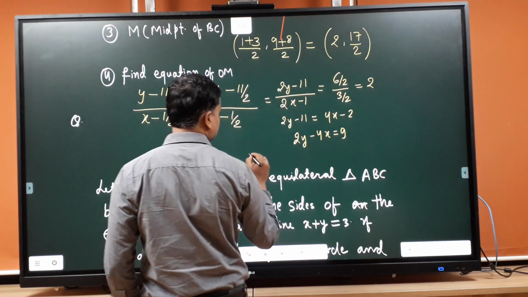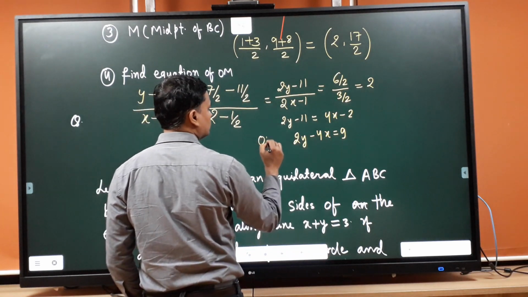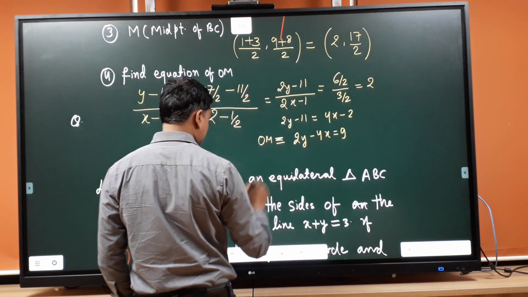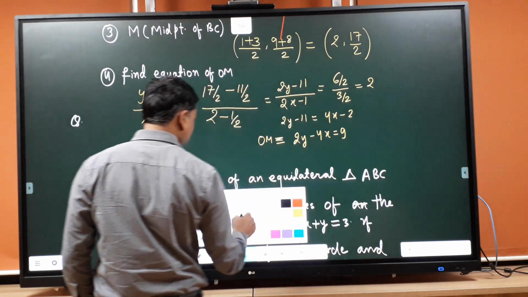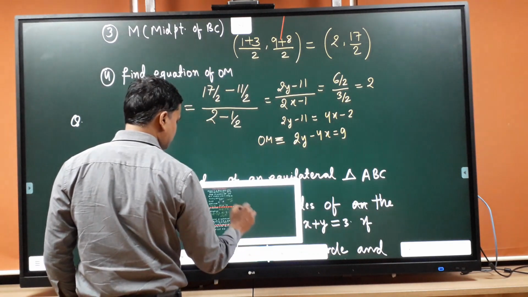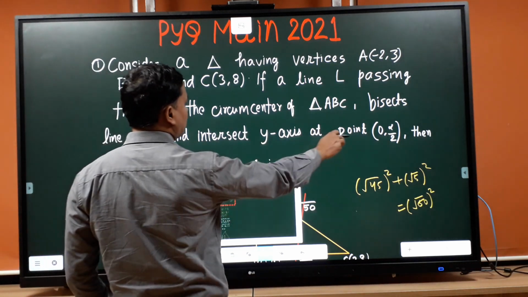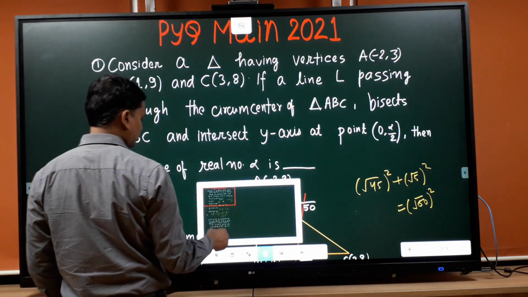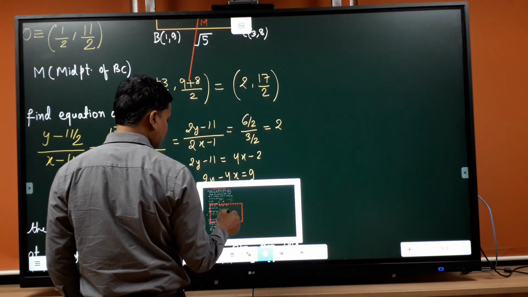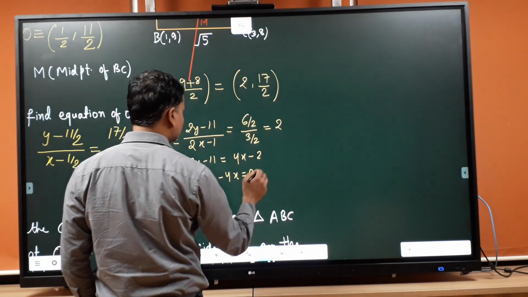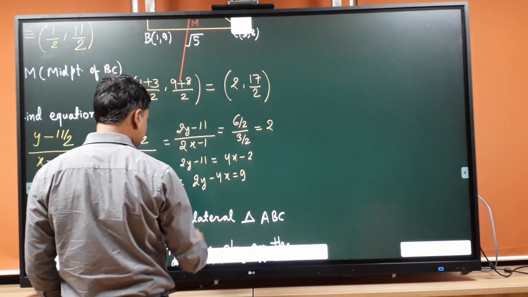Now it is saying in the question, if we go to the question, then we can find that it intersects the y-axis at the point (0, alpha by 2). So where will this line intersect the y-axis?